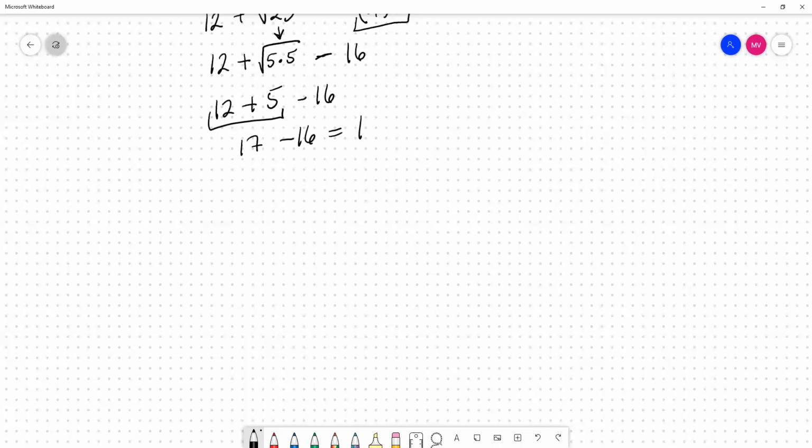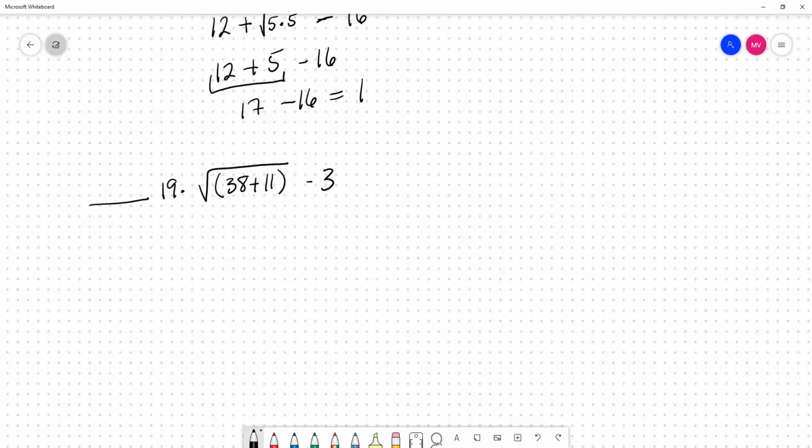Let's do one more. Number 19 is probably a little closer to the level you're going to see on your quiz. But again, extend that square root all the way across the parentheses. 38 plus 11 minus 3. All right, so square root of, what's 38 plus 11? What's 8 plus 1? It's number 19, it's in front of you. That's 49. Right.